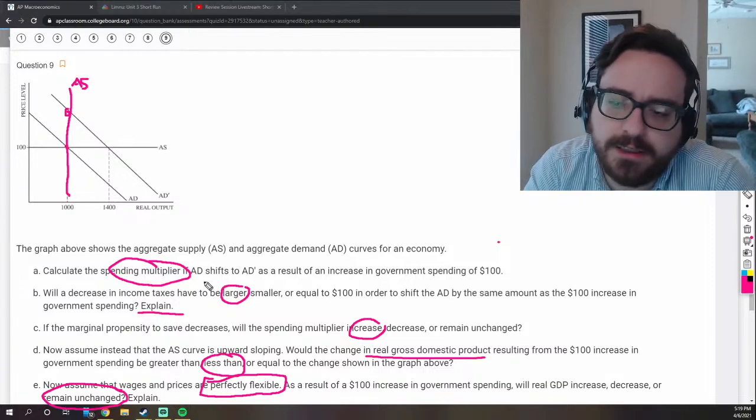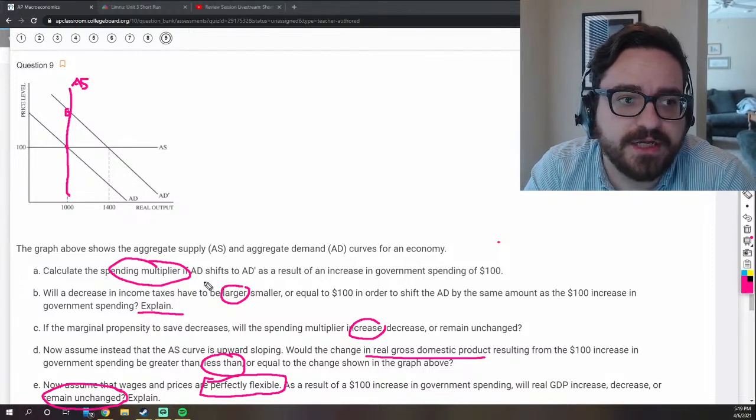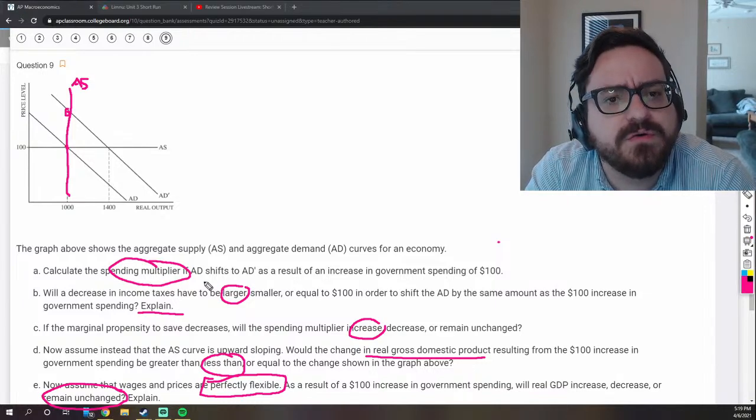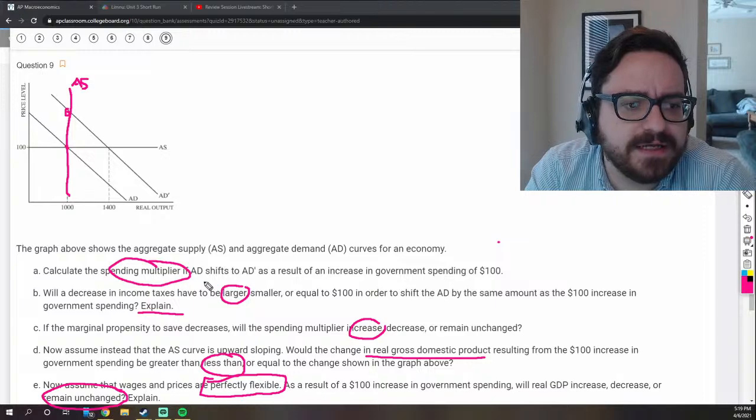Which is weird. This is a weird FRQ to throw at you. It's one where I saw it and I was like, wow, that's not a cool thing to do. The visual is mostly just to scare you.